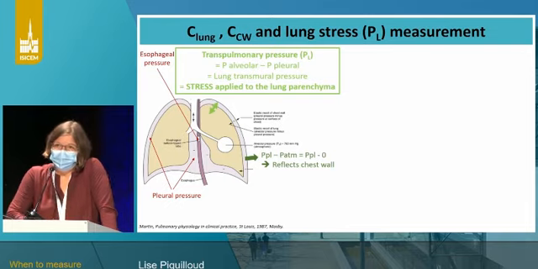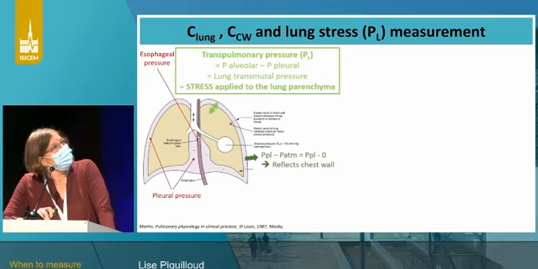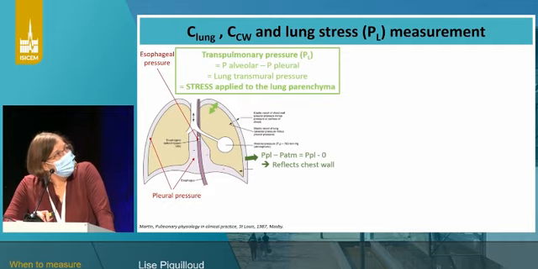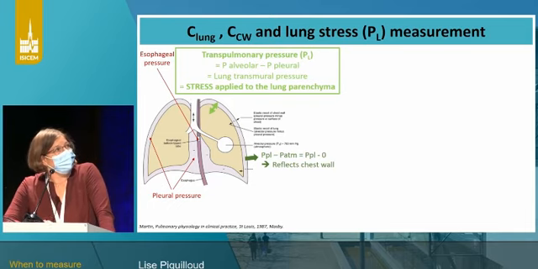Just a point to be clear about what we can do with the balloon. The balloon here is in the esophagus. Because it's very near the pleura, it's a good approximation of the pleural pressure. And if you have the pleural pressure, you also have the transpulmonary pressure, airway pressure minus pleural pressure. And then you can observe your lung. And you have the pleural pressure minus the atmospheric pressure, which reflects the chest wall aspect. That's why esophageal pressure is interesting.